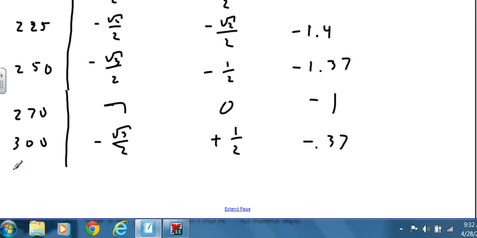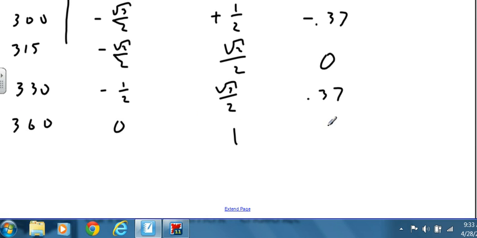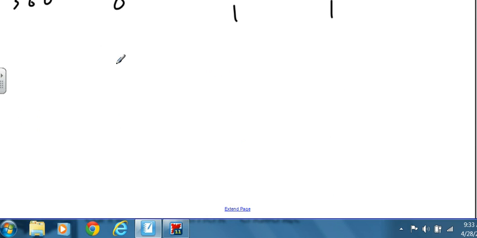0.37. Then I'm going to look at 315, which is going to be minus the square root of 2 over 2 plus square root of 2 over 2, and I get a 0. And then I do 330, and I get minus a half plus square root of 3 over 2, and I get plus 0.37. And then I'm back to 360, which is 0, 1 for a 1. Okay, then I go and graph this.